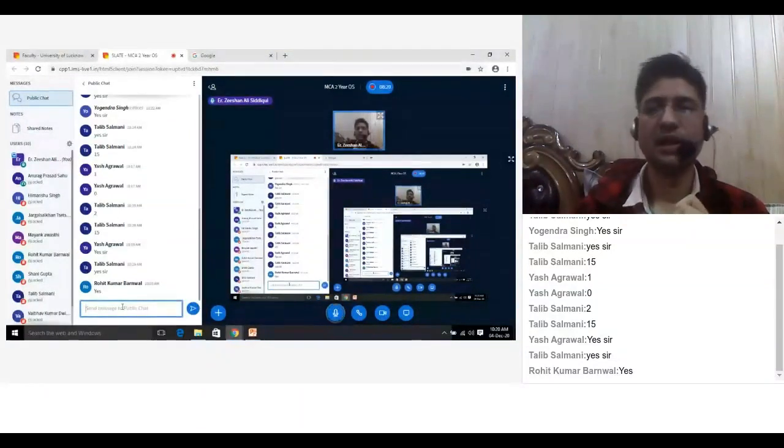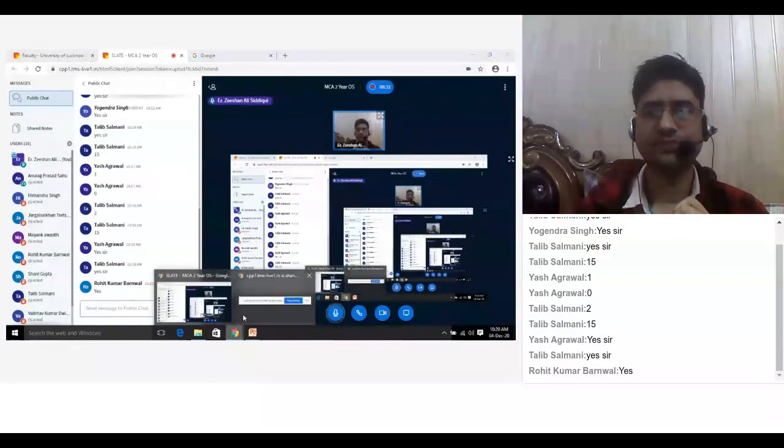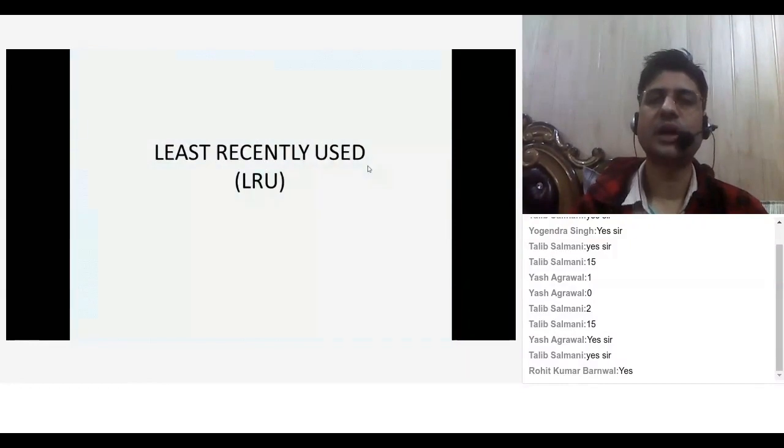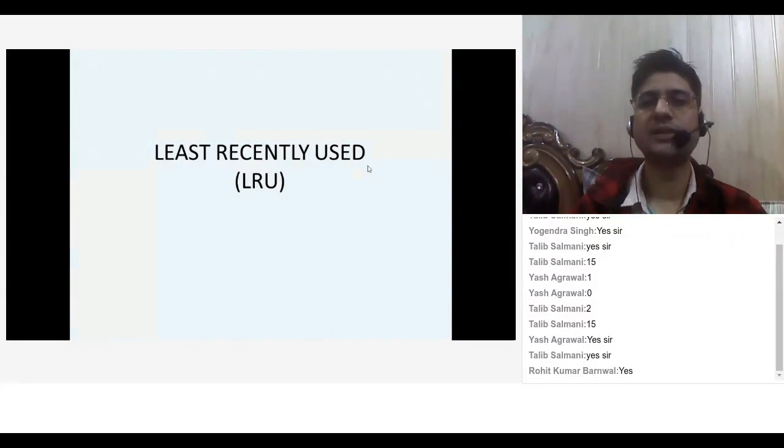Okay. Now let's see the next one, least recently used. Now we have seen that optimal page replacement is optimal in nature. It will give you least page faults, but it is very hard to implement because you require future information, which page will be required. So now the next one is least recently used.